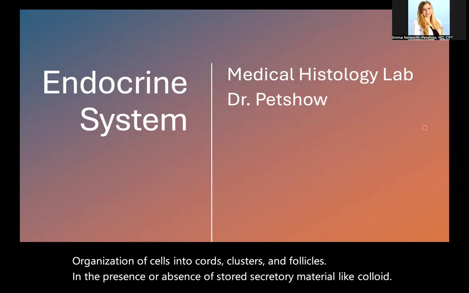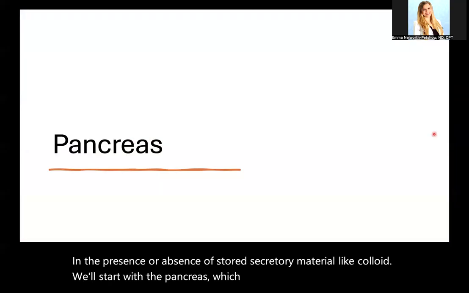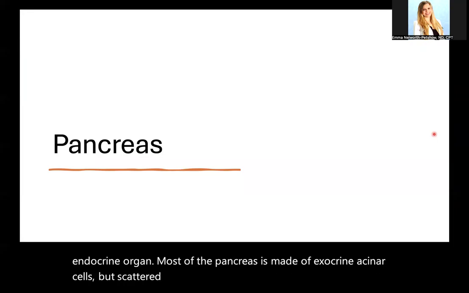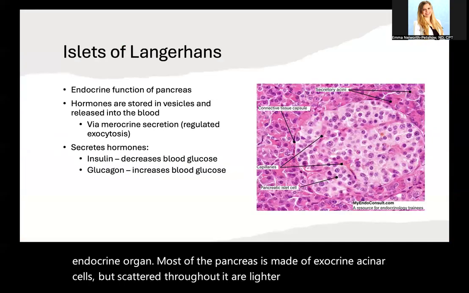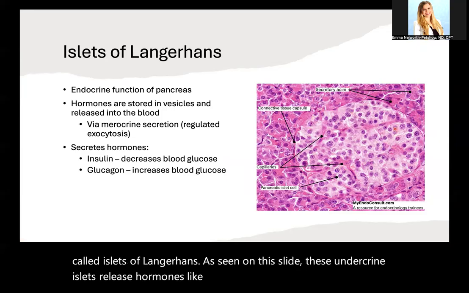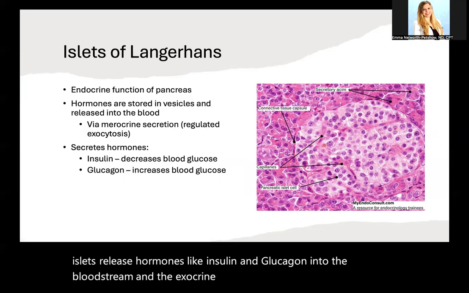We'll start with the pancreas, which is both an exocrine and endocrine organ. Most of the pancreas is made of exocrine acinar cells, but scattered throughout it are lighter staining clusters called islets of Langerhans, as seen on this slide. These endocrine islets release hormones like insulin and glucagon into the bloodstream, and the exocrine portion performs digestion, while the endocrine portion is regulating blood glucose.